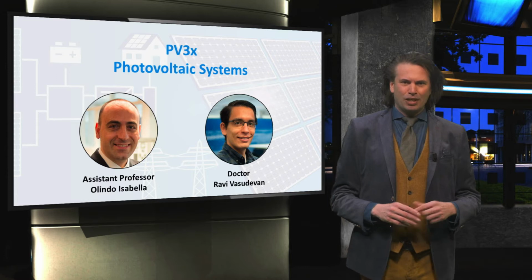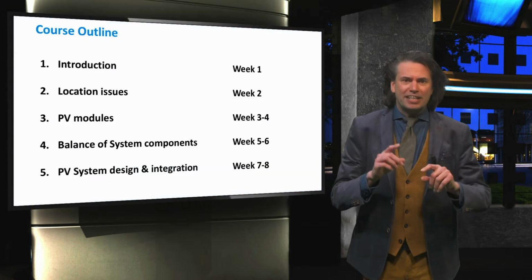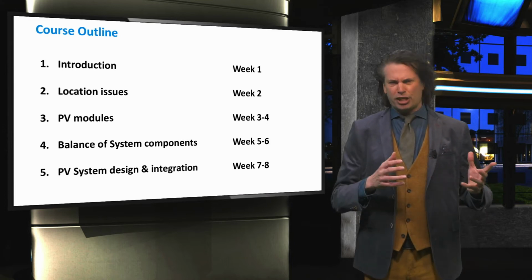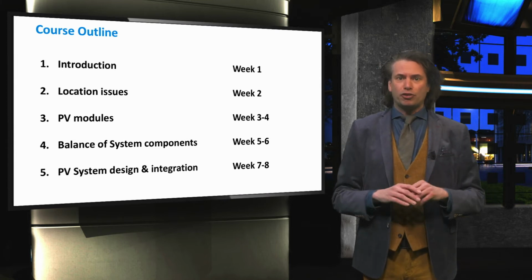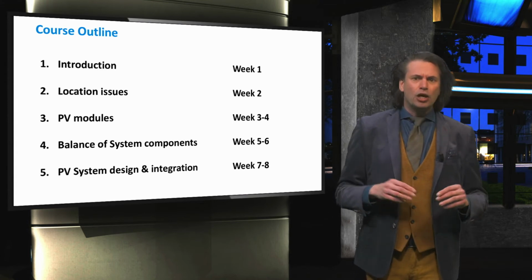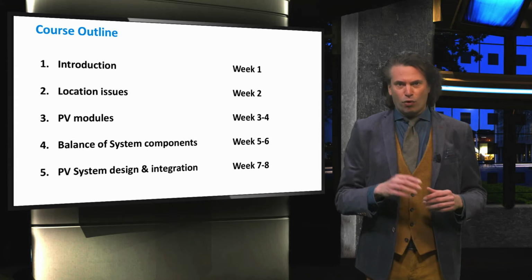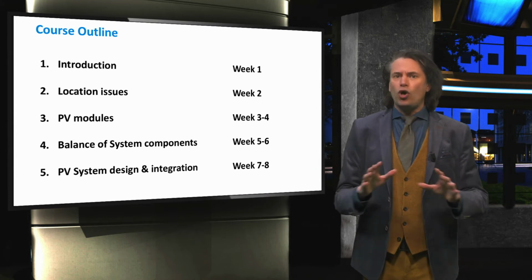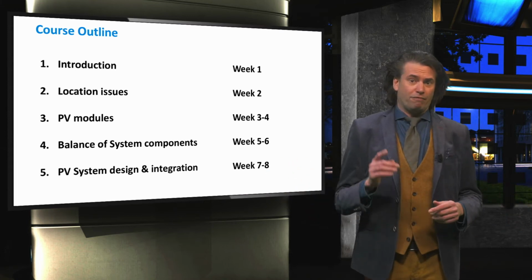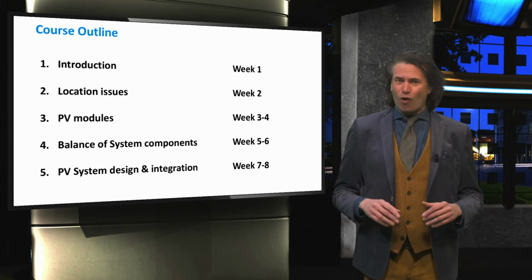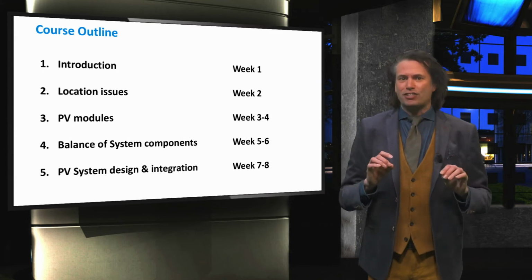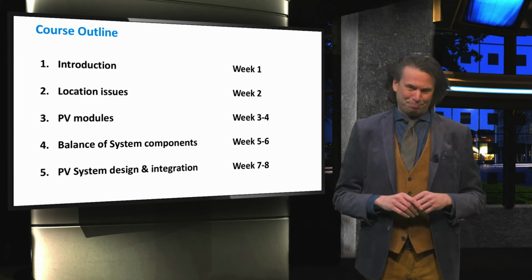The course Photovoltaic Systems is split into 5 parts. The first part will serve as a short introduction. In the second part, which takes place in week 2, we discuss all issues involved with the location of a PV system. The third part, which consists of 2 weeks, we look into the PV module. In part 4, which takes another 2 weeks, we consider all the necessary balance of system components required to make a PV system. Finally, in part 5, we will apply the knowledge of all preceding weeks to design and integrate a PV system. Let's go through all of these 5 sections in a bit more detail.